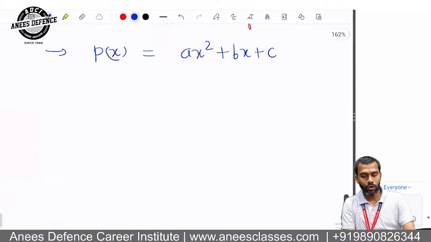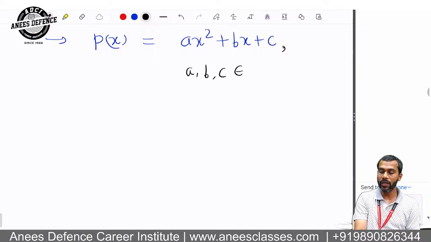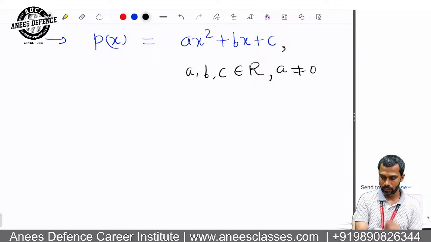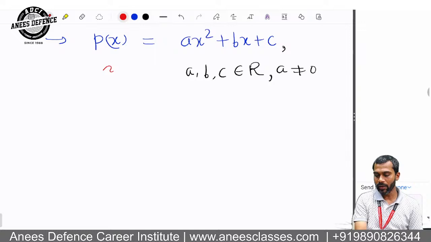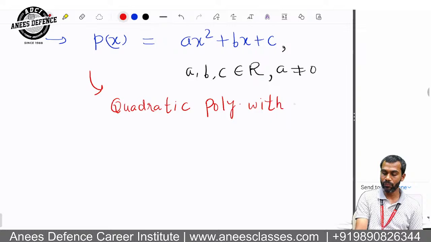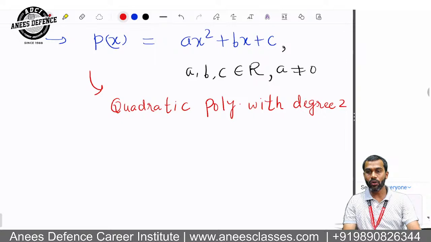Okay. So now P of x is equal to ax square plus bx plus c. Now this is nothing but, again, what is the condition? A, B, C all are real numbers, but A cannot be equal to 0. Otherwise, it may become linear or constant. Yes or no? Okay. Next. So this is nothing but, tell me, quadratic polynomial. Quadratic polynomial with degree 2. Yes, online students, understood? Yes or no?